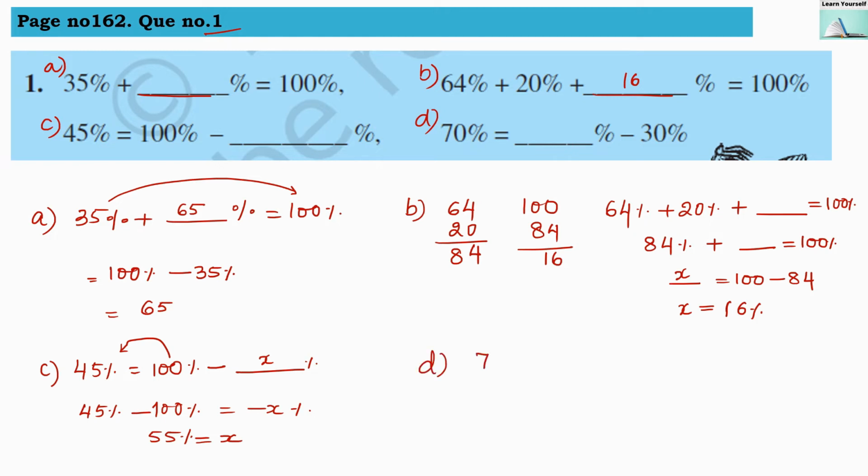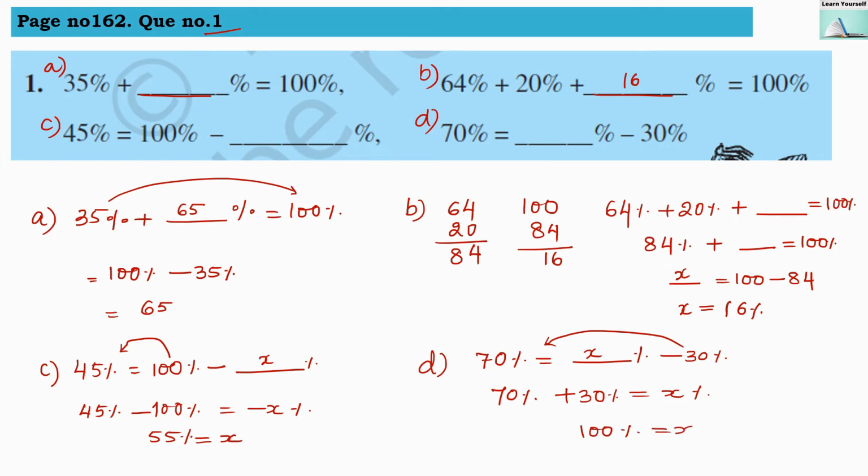Then D is 70% equals some percentage minus 30%. So we can guess here x. So 70% plus 30% equals x percentage, as we are changing the side for 30 so it becomes positive. So we get 70 plus 30 is 100%. 100% equals x. So x equals 100% will be the answer for this D.